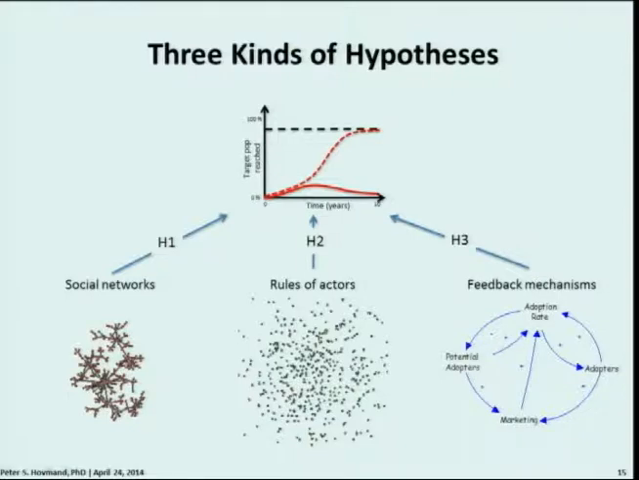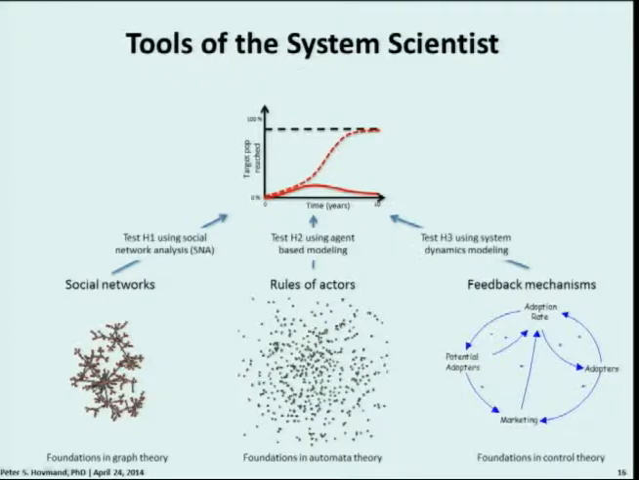What are the feedback loops that are driving one pattern and distinguishing another? The thing we want to point out here is that we've got different tools for different kinds of hypotheses. So we would generally use social network analysis to test questions about how the social network structure, for example, helps us explain the differences between successful versus unsuccessful scale-up? Or how do the rules of the actors and how they adapt to situations help us understand the differences here? Or how do the feedback loops help us understand the differences between these two different behaviors?